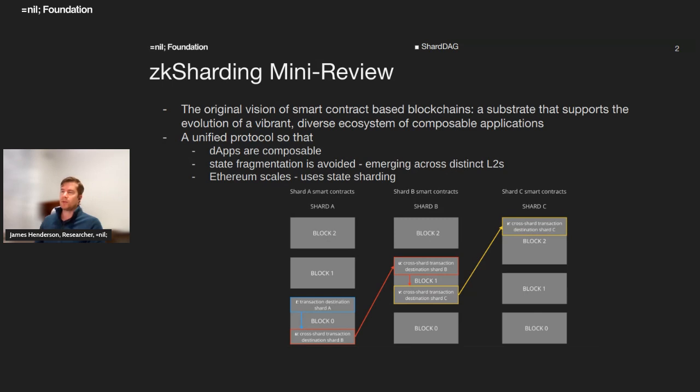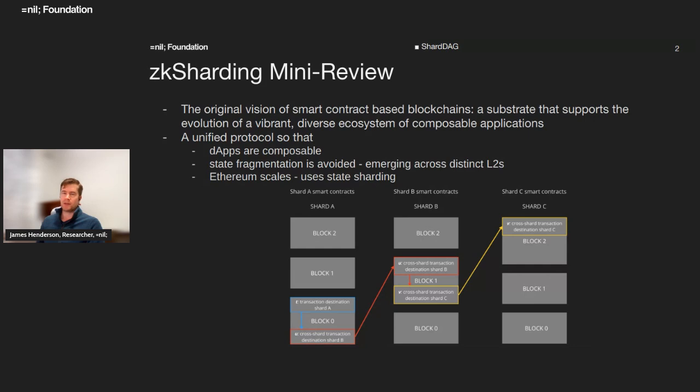Before we go straight into the ShardDAG, I'd first like to give a bit of a mini review of zkSharding so that we have some context for the type of system in which the ShardDAG would be useful. And also because perhaps some of you haven't come across zkSharding yet. So zkSharding is Newell's Ethereum Layer 2, which is being built to realize the original vision of a smart contract-based blockchain. So that is a substrate that supports the evolution of a vibrant, diverse ecosystem of composable applications. So it's a unified protocol in which dApps are composable.